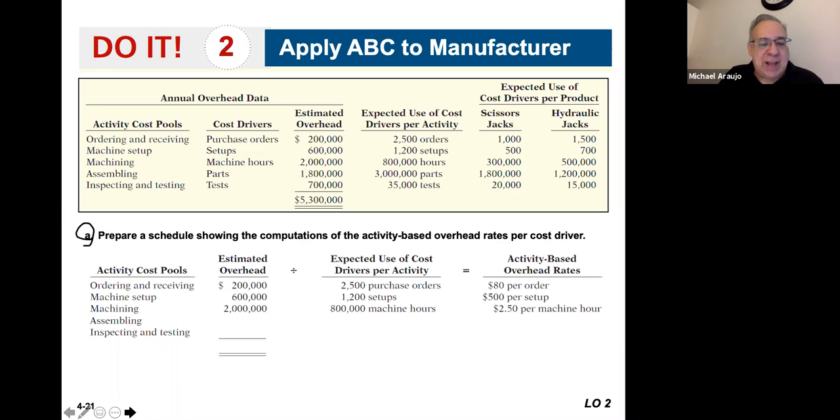If you've allocated $2 million to machining, and you expect that you're going to need 800,000 machine hours to produce all this, it's $2.50 for every machine hour. You have $1.8 million for 3 million parts, and so each part is 60 cents. And you have $700,000 for 35,000 tests, and so that's $20 per test. So that is part one. Any questions so far? We're doing okay?